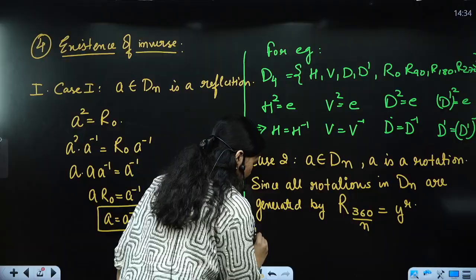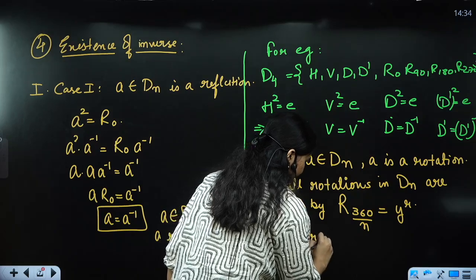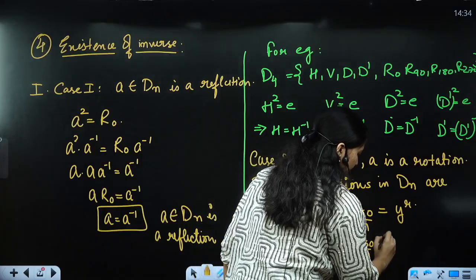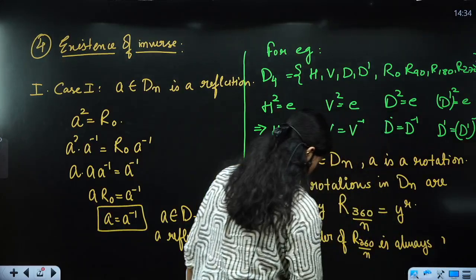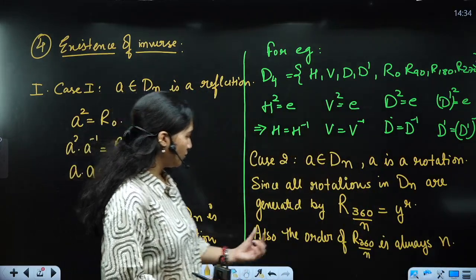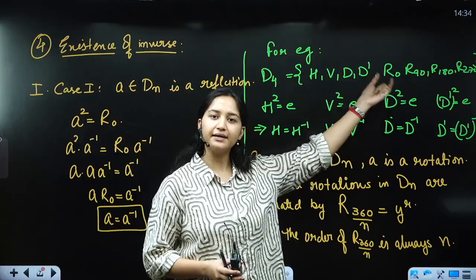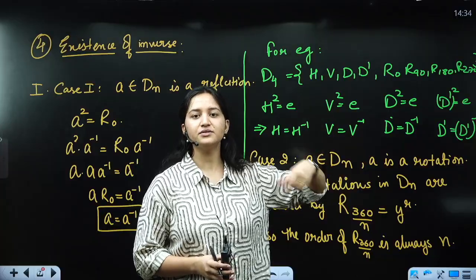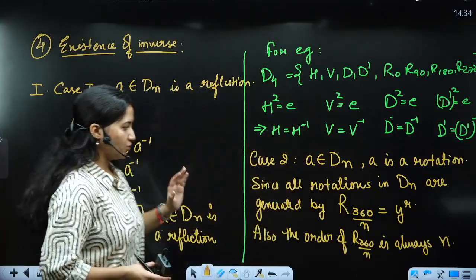Also, the order of R 360 by n is always n. Clear? With an example, R 360 by n is R90, right? And in order to get the identity element, how many times do you have to multiply R90? It is 4, right? And that is going to be equal to n itself. Is that clear so far?